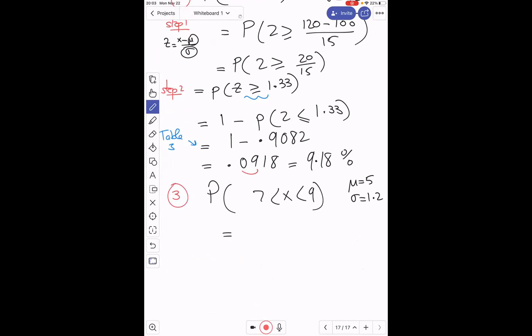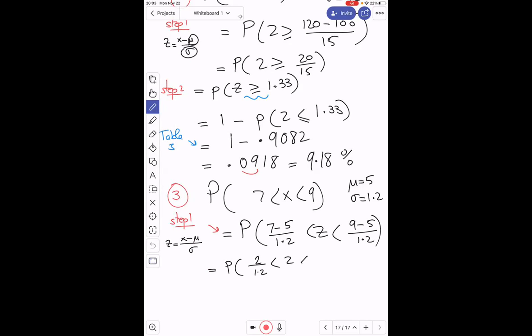All right, so as a first step, we convert this to the variable z. So step 1, we're going to convert this to the variable z. Z is x minus mu over sigma. So it's 7 minus 5 over 1.2, and here it's 9 minus 5 over 1.2. So this is 7 minus 5, it's 2 over 1.2, less than z, less than 4 over 1.2.